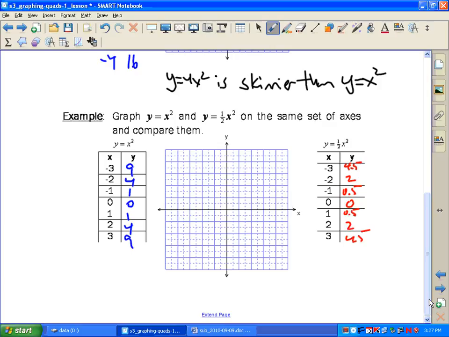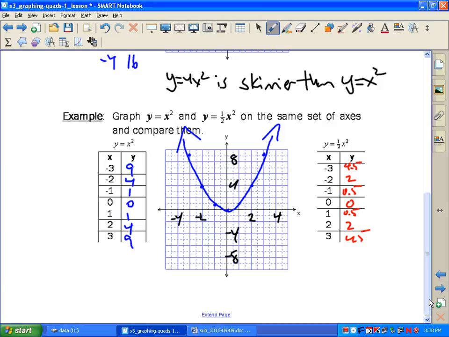So we can use our standard where every tick is 1 going up. So that would give us 4, 8, -4, -8. And we'll use this one as 2, 4, -2, -4, and then just graph our points. So we'll start off with x squared, so that's -3 and 9, so that's going to be way up here, -2 and 4, -1 and 1, 0, 0, 1, 1, 2, 4, 3, 9. And we will connect the dots. There's y equals x squared.